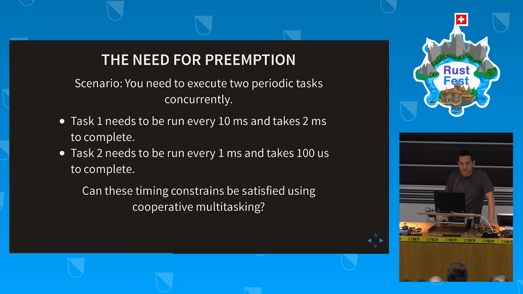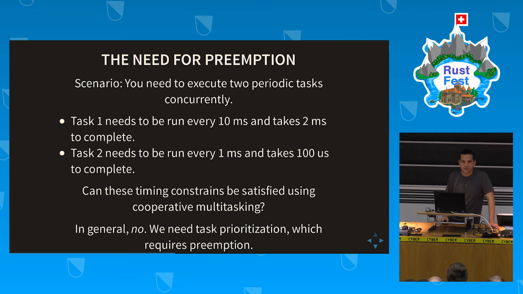And if this were a real-time application, that would mean a system failure, because in real-time systems, you cannot miss a single deadline. So in general, using cooperative multitasking, we cannot always meet the timing constraints. Instead, we need task prioritization. In this example, if we had task prioritization, we could give task two a higher priority. And that means that the processor could have switched from executing task one to execute task two, which has higher priority. Once it's done with that, then it can resume execution of task one. Basically, what we are seeing here is that task two can preempt the first task.